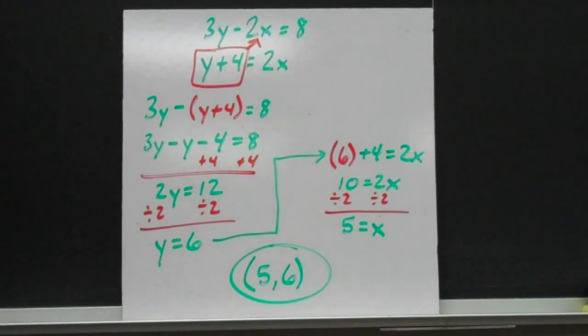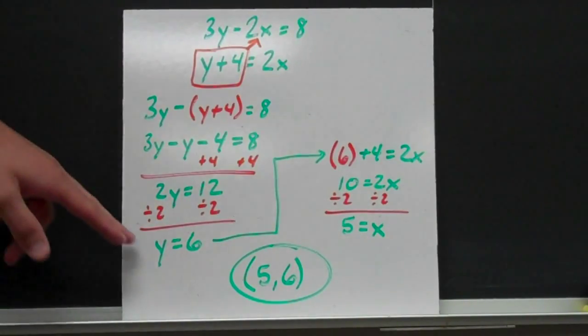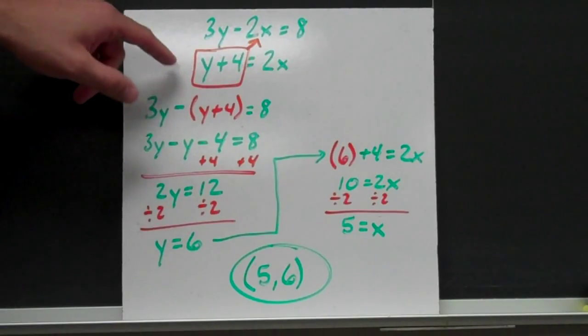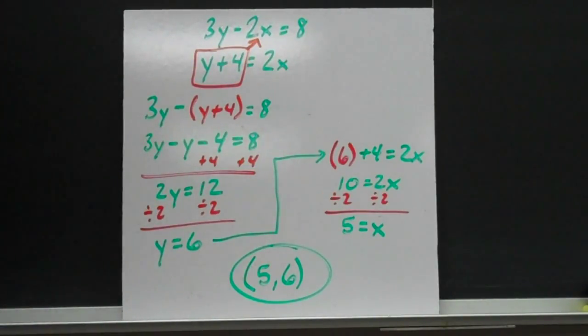Again, we need to solve for x as well, so we take 6 and plug it back into one of the equations for y. If we plug it into the second one this time, we have 6 plus 4 equals 2x. 6 plus 4 is 10, so 10 equals 2x. Divide by 2, x equals 5. So our answer is 5, 6.